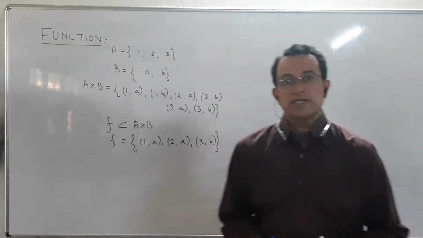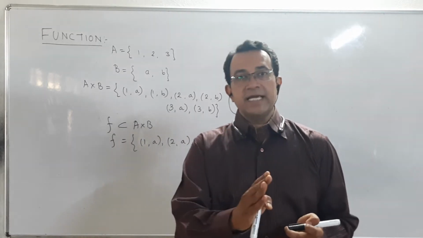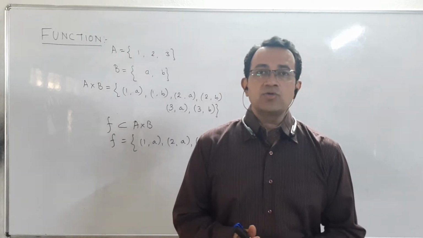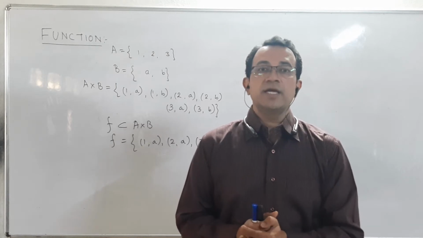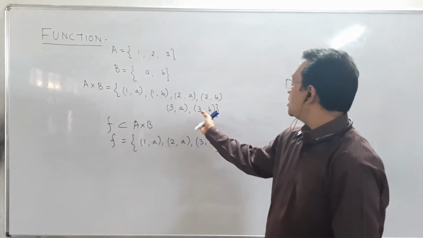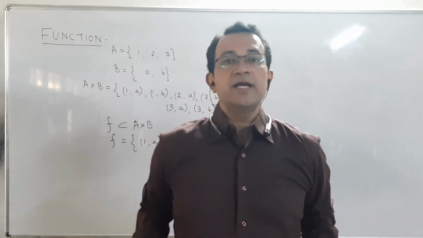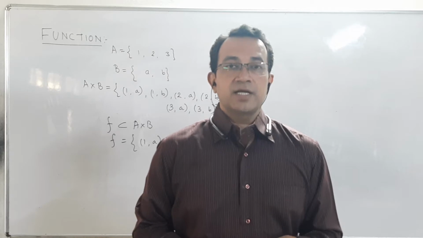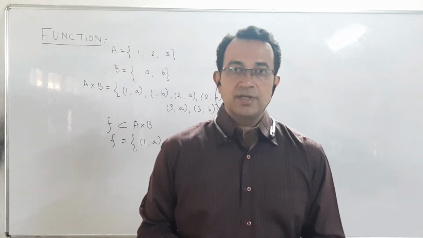Students, all of you concentrate. I have any two non-empty sets, say A and B. Based on A and B, all of you know how to define Cartesian product. So I have taken A cross B, which will have 6 ordered pairs. Now F is a subset of A cross B, so definitely F is a relation.